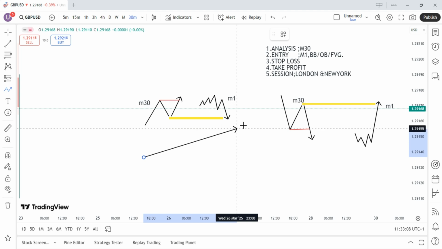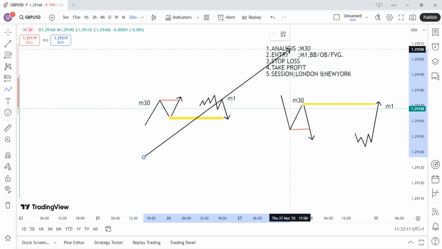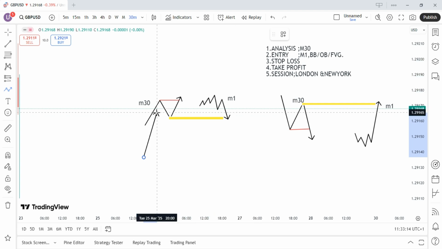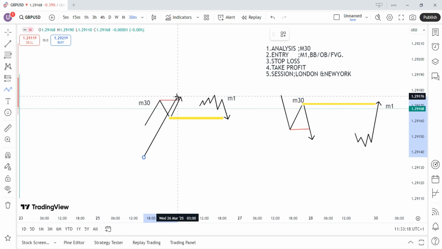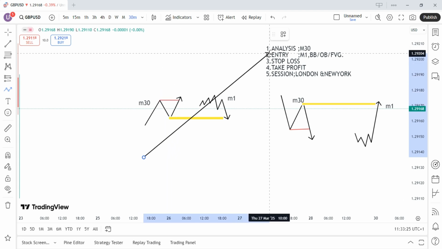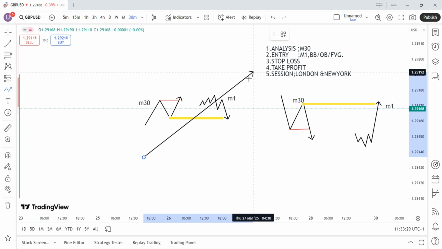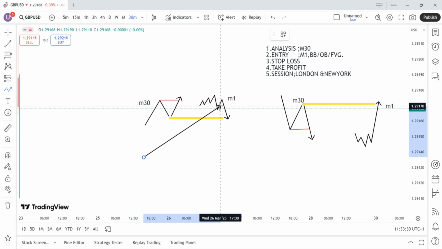So the first thing you have to do is to do your analysis on a 30 minutes time frame. That is number one. And this is your 30 minutes time frame. What do you need to do on 30 minutes time frame? Watch out for a run on liquidity above this high on your 30 minutes time frame. Then the second thing you need to do is to what? Move down to a 1 minute time frame and watch out for what? A shift in market structure.